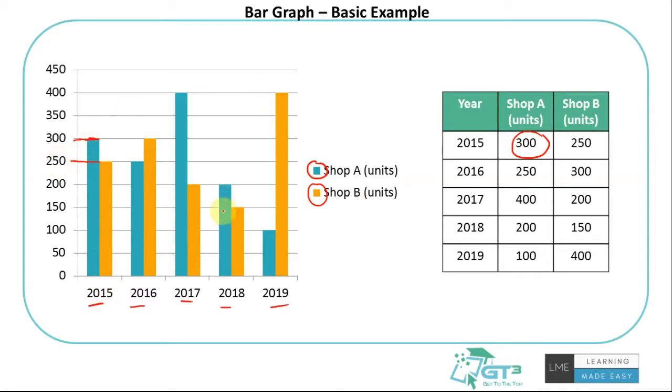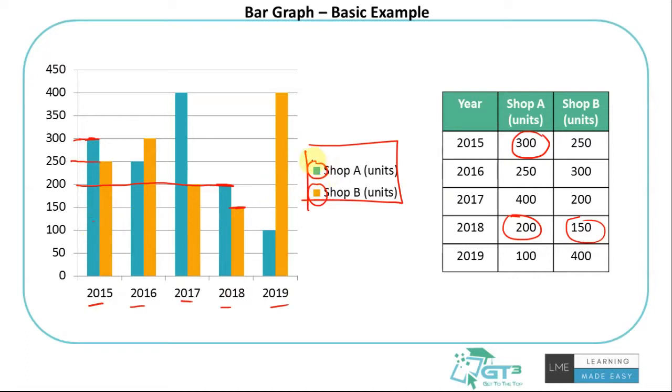Let me pick 2018. Blue is for shop A. How many units did it sell? 200. This is the height. What about this? 150. That is shop B. See, in 2018 shop A sold 200 and shop B sold 150. That's how I read a bar graph. Because I have two entities here for the same year, I am putting two adjacent bars like this.